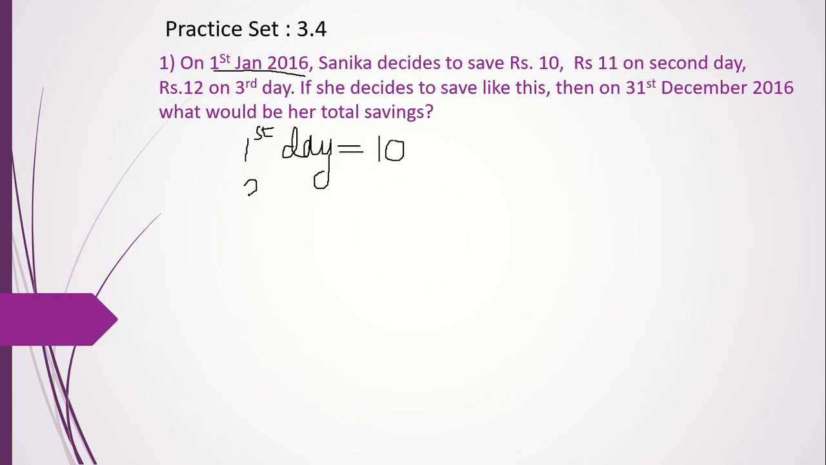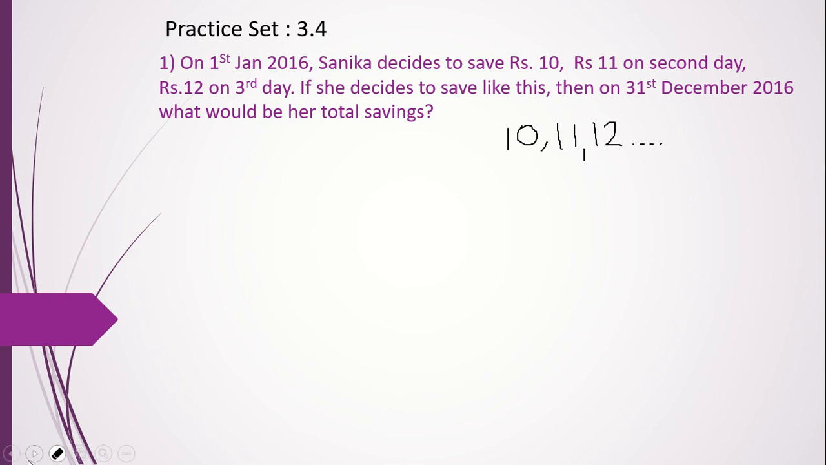On the second day, she decided to save rupees 11. Second day 11. Third day 12. So this is the sequence: 10, 11, 12 and goes on. So in this question, sequence is given to us. Sometimes sequence is not given, okay, and just we have to find the other things.